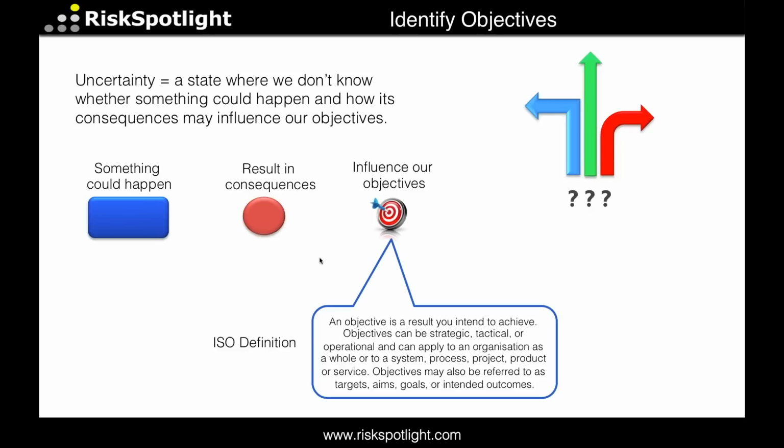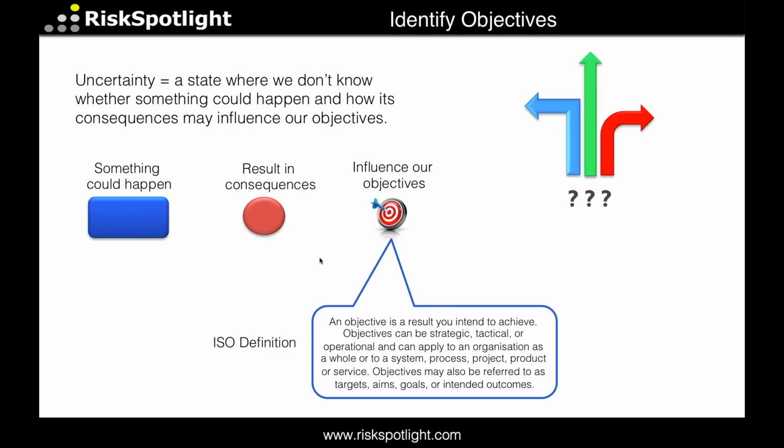I want to go back to this element of uncertainty, and the objective. Those are the two key things: if you forgot everything from this course, just take those two things, that it's about uncertainty and it's about the objective of the organization. So we want to start with the objective. I've taken a definition from ISO on what we mean by objective: an objective is a result you intend to achieve.